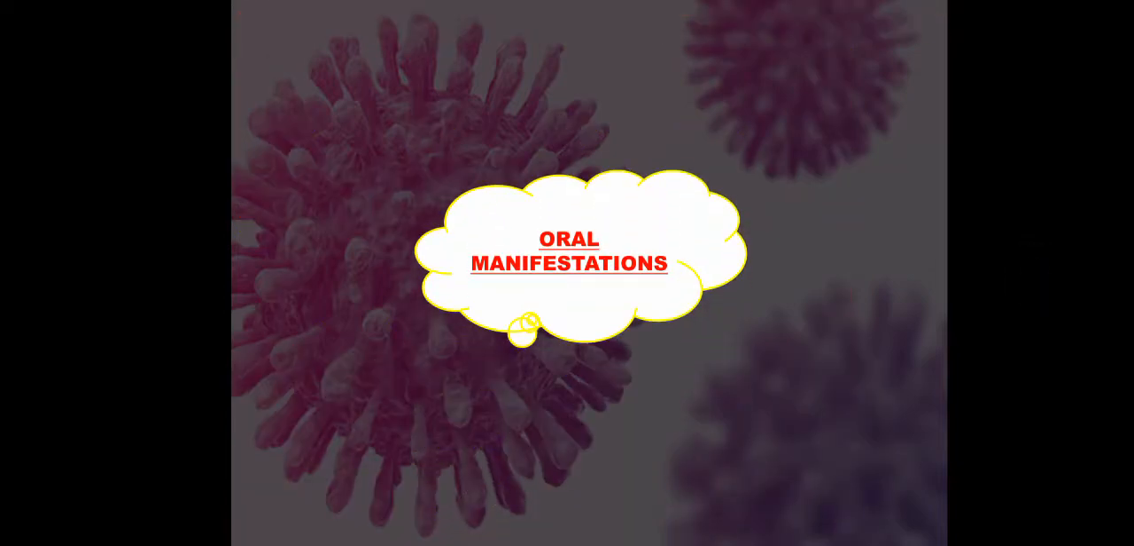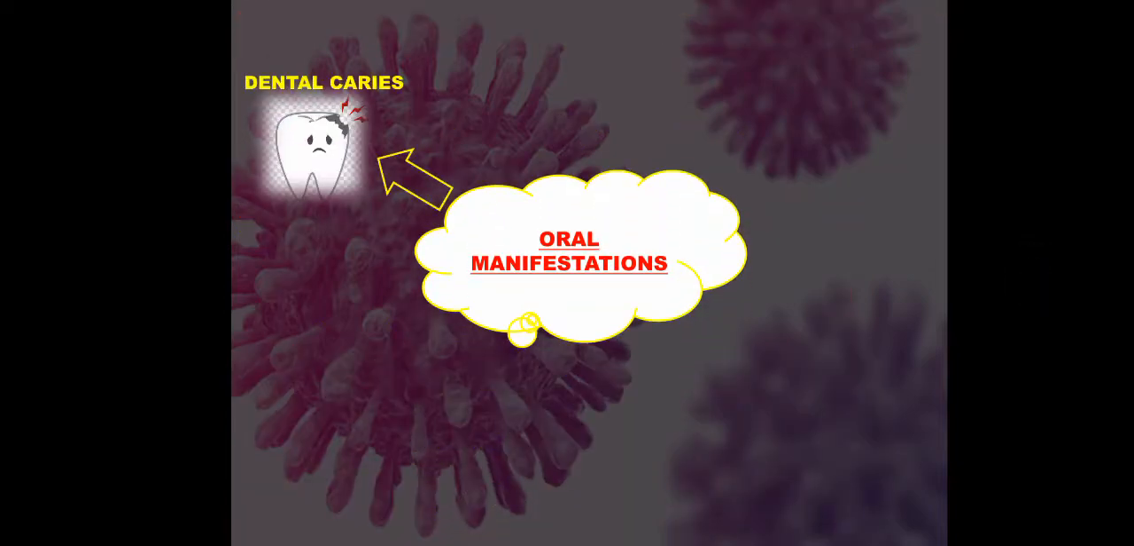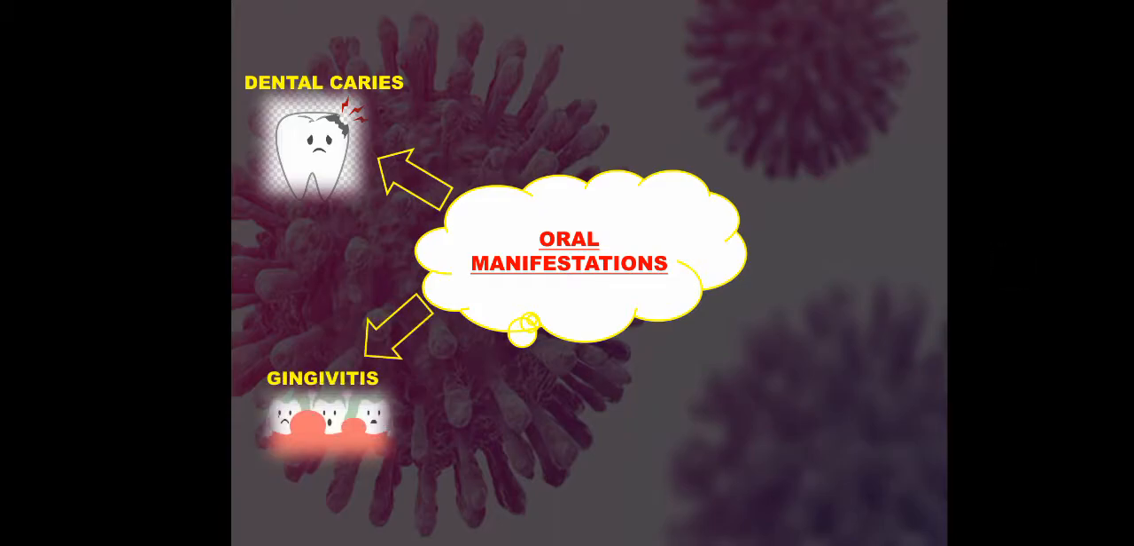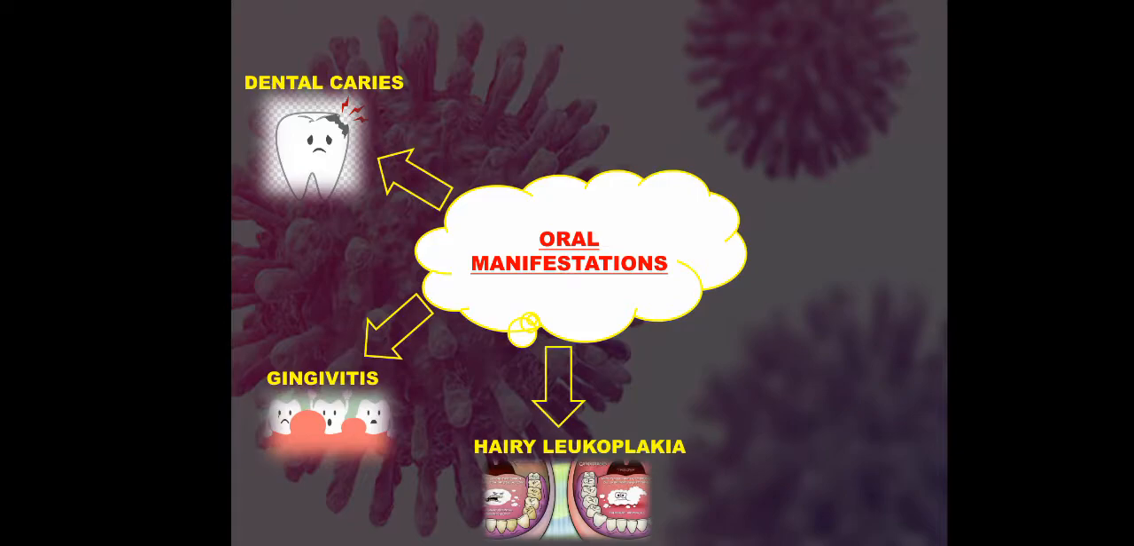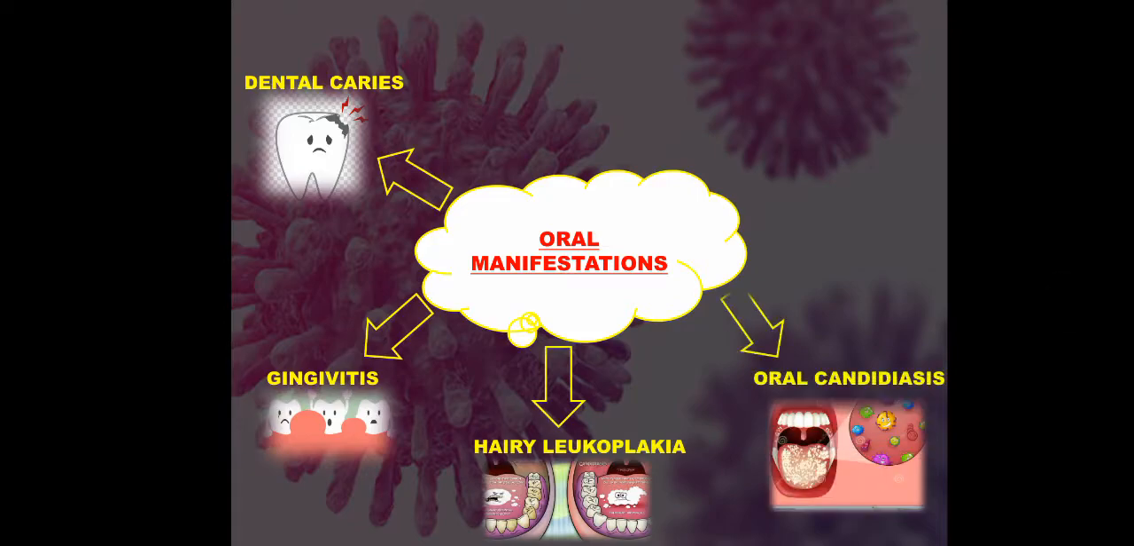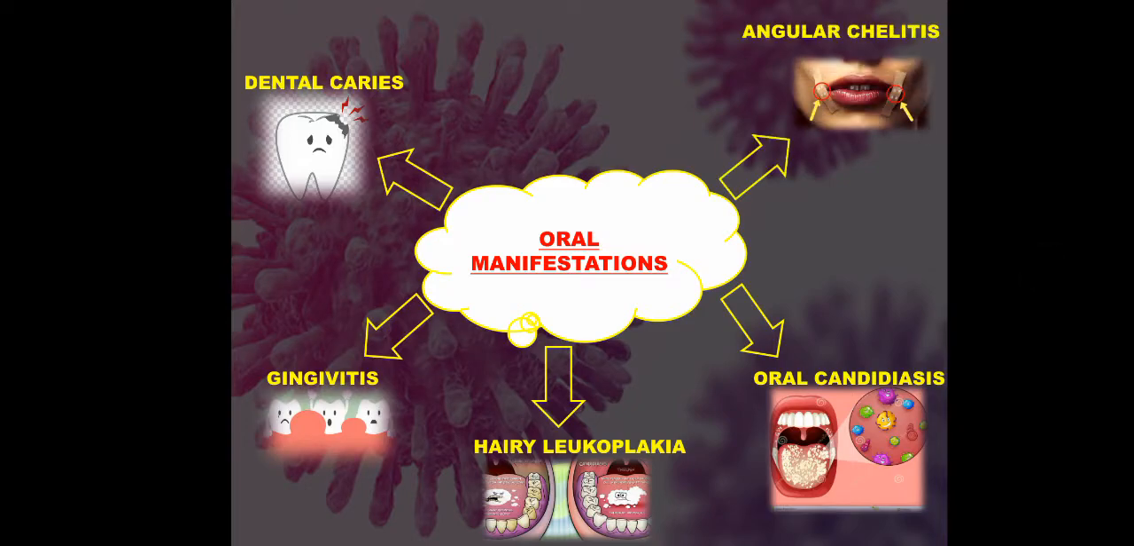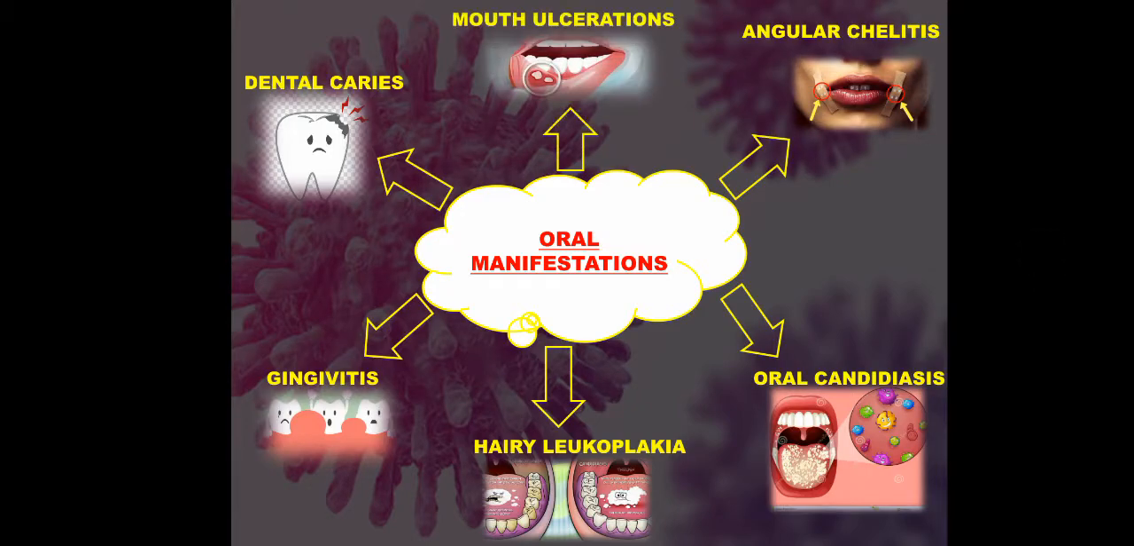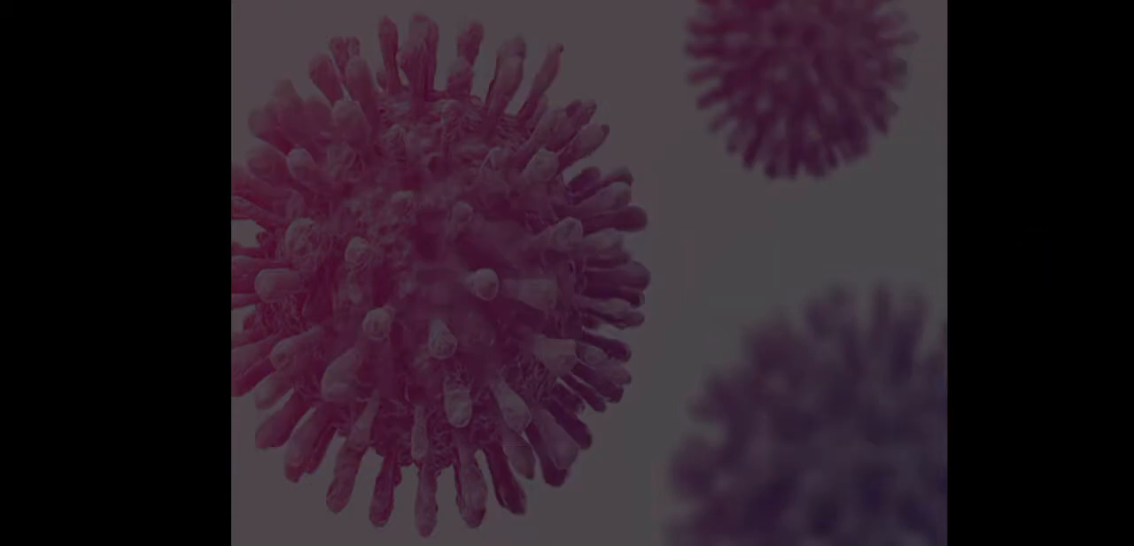Coming to the next one, the oral manifestations. The first oral manifestation is dental caries, which is caused usually. The second one is gingivitis. The third one would include the oral hairy leukoplakia, that is a hair-like appearance. The fourth one is oral candidiasis, the fifth one is angular cheilitis, and the last one is mouth ulcerations. So the main 6 points are dental caries, gingivitis, oral hairy leukoplakia, oral candidiasis, angular cheilitis, and the mouth ulcerations.